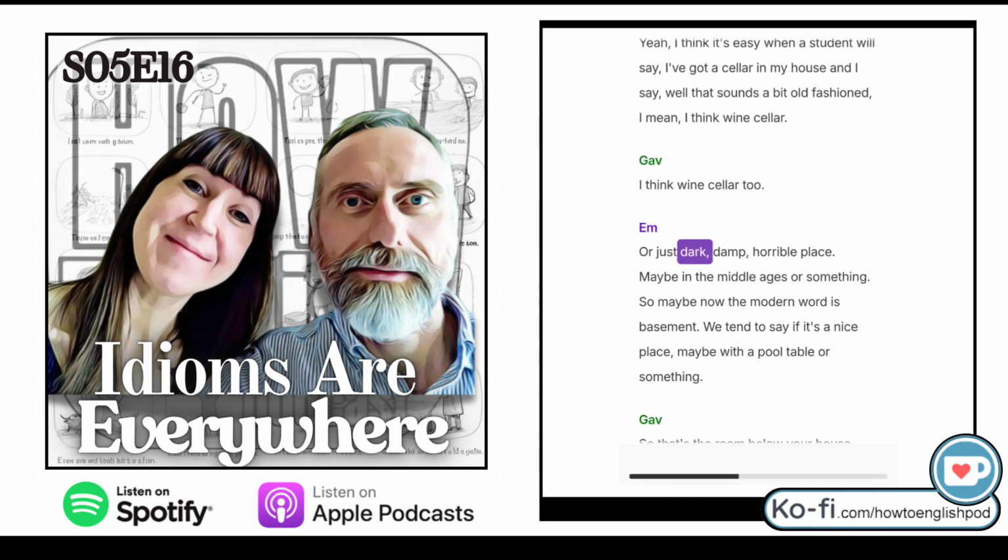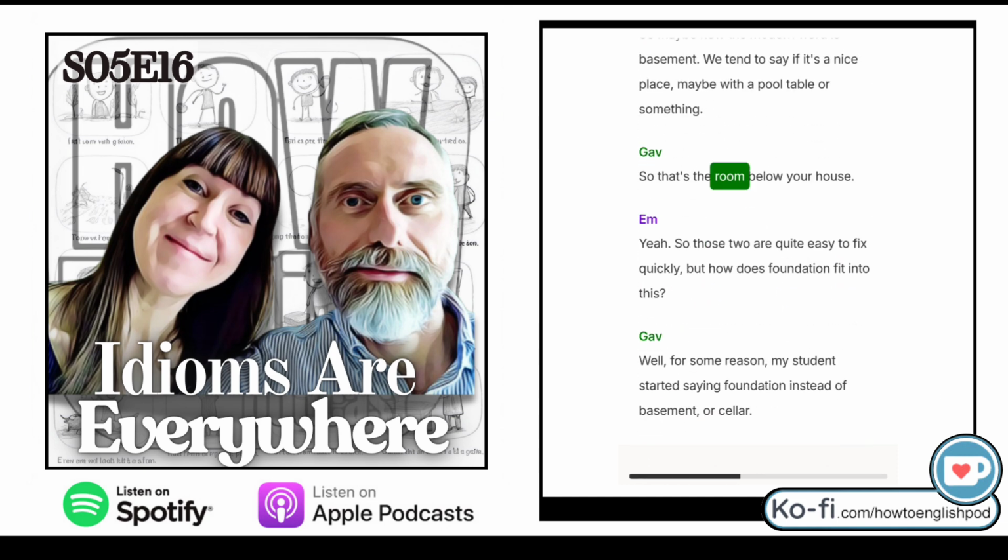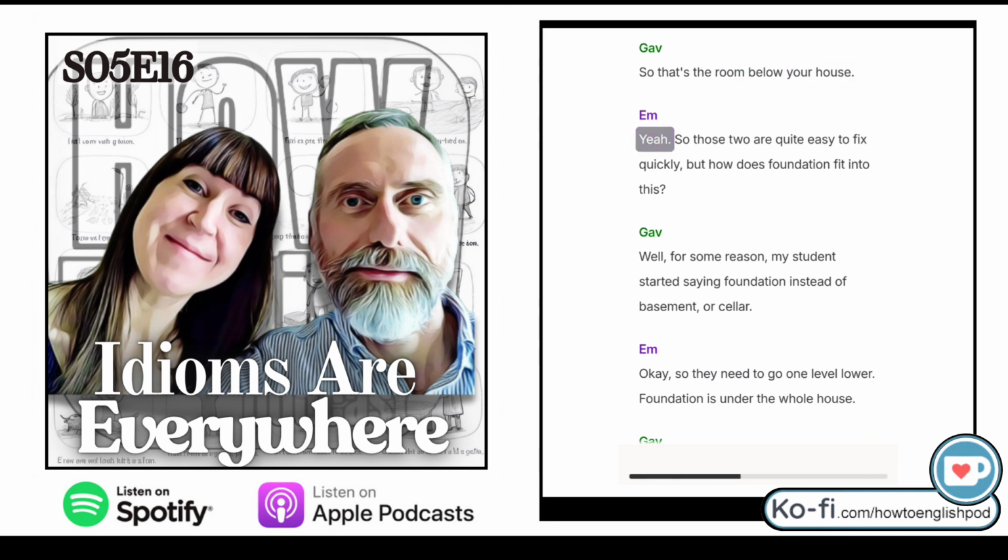Or just dark, damp, horrible place, maybe in the Middle Ages or something. So maybe now the modern word is basement. We tend to say, if it's a nice place, maybe with a pool table or something. So that's the room below your house. Yeah, so those two are quite easy to fix quickly, but how does foundation fit into this? Well, for some reason, my students started saying foundation instead of basement or cellar. Okay, so they need to go one level lower.